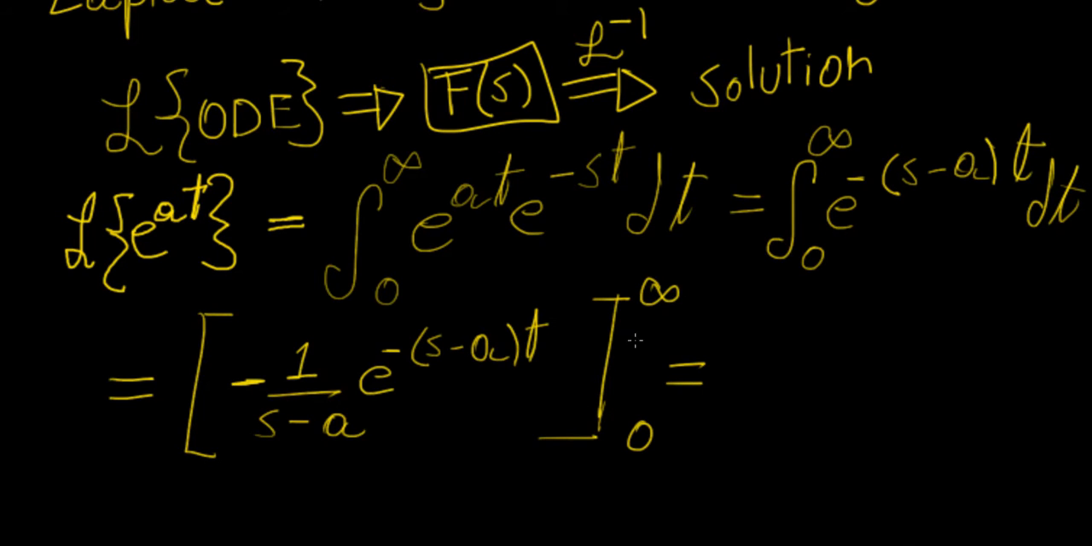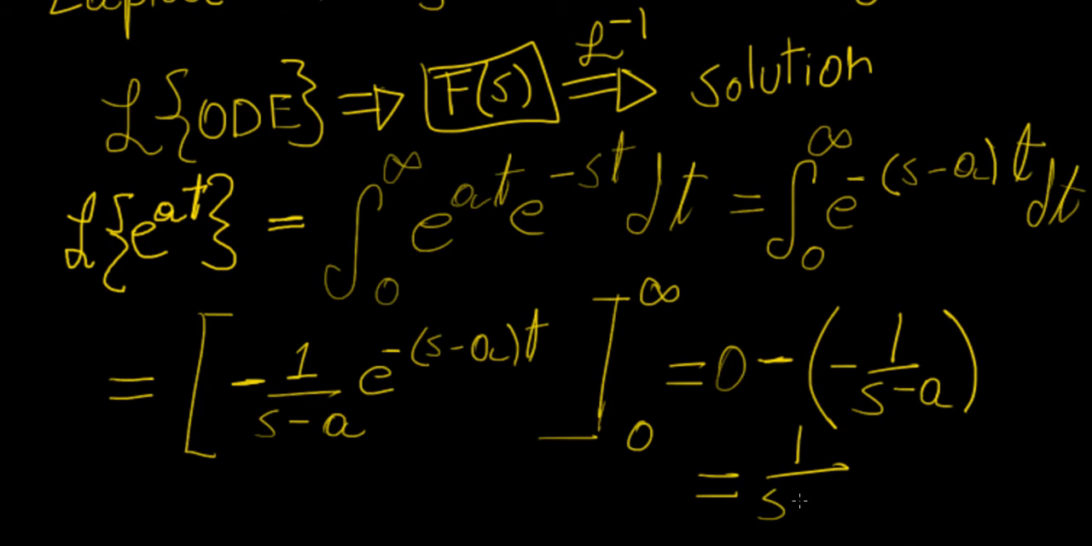And what is that going to be? Well, we substitute t for infinity in the first case, and because this is a negative exponential, we know that the whole term goes to 0. Minus the term when t equals 0. If we put 0 in here, this becomes 1, and then we just have minus 1 over s minus a. So the whole thing becomes 1 over s minus a.